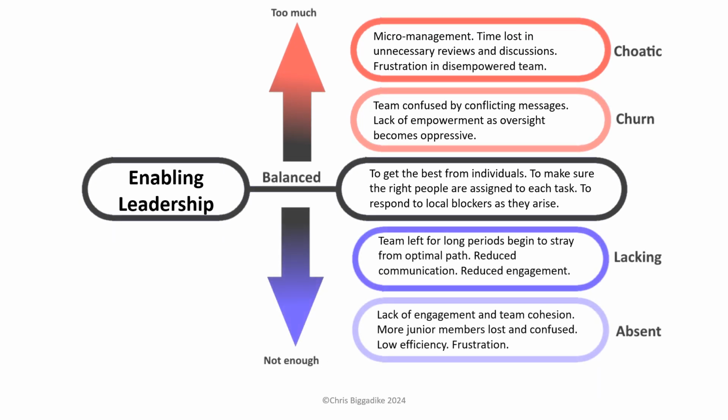When there's not enough, the team's just left for long periods to stray from the optimal path. Communication is reduced and engagement is reduced. If enabling leadership is completely absent, there's a real lack of engagement and team cohesion. This is especially difficult for more junior members who feel lost or confused. Efficiency becomes very low and frustrations become very high.